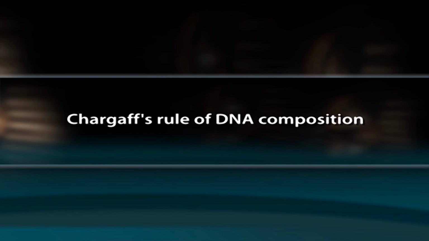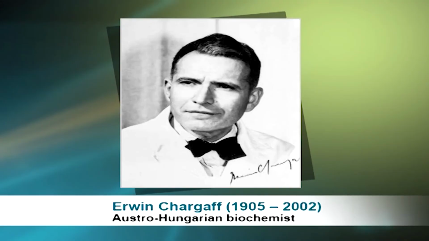Chargaff's rule of DNA composition. The DNA molecule is made up of very long chains of the 4 bases: adenine, cytosine, guanine and thymine. In 1950, Erwin Chargaff published a paper stating that in the DNA of any given species, the ratio of adenine to thymine is equal, as is the ratio of cytosine to guanine.